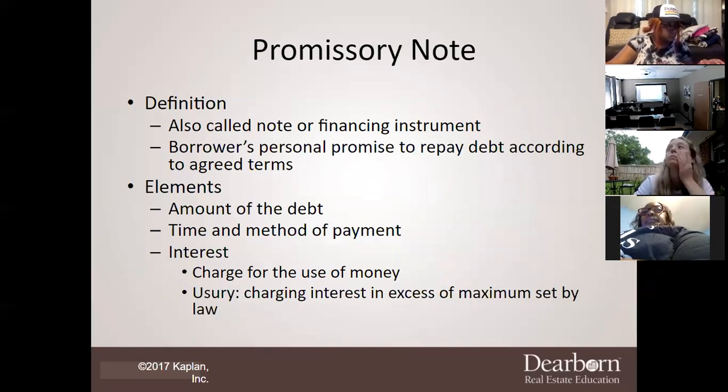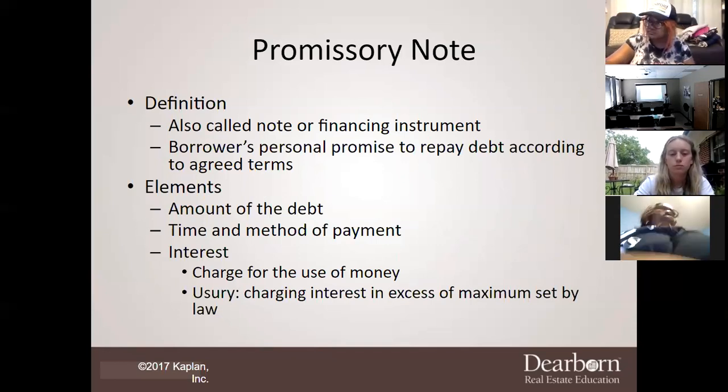Promissory note, like you said, yeah, when you're paying your debt, you're paying a promissory note. The definition of promissory note, also called a note or financing instrument, is the borrower's personal promise to repay the debt according to the agreed terms. It's just basically the mortgage. We promise to pay you if we get the house. And if we don't pay you, there's all kinds of clauses and stuff. We'll go into that a little bit later, but if you don't pay, they can take it back.